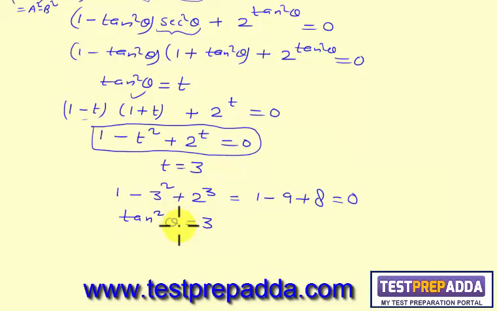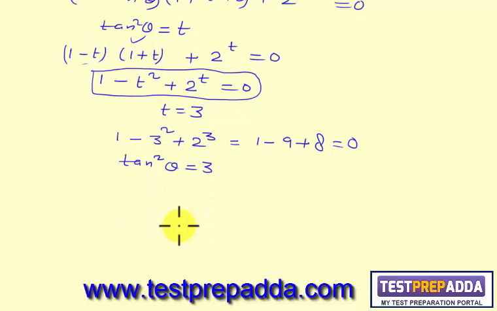Okay. Now, no need to take root here. 3 I can write as root 3 square. Okay, and root 3 will be written as tan pi by 3. So it becomes tan square pi by 3. Tan 60 degrees is root 3. Tan pi by 3 is root 3.